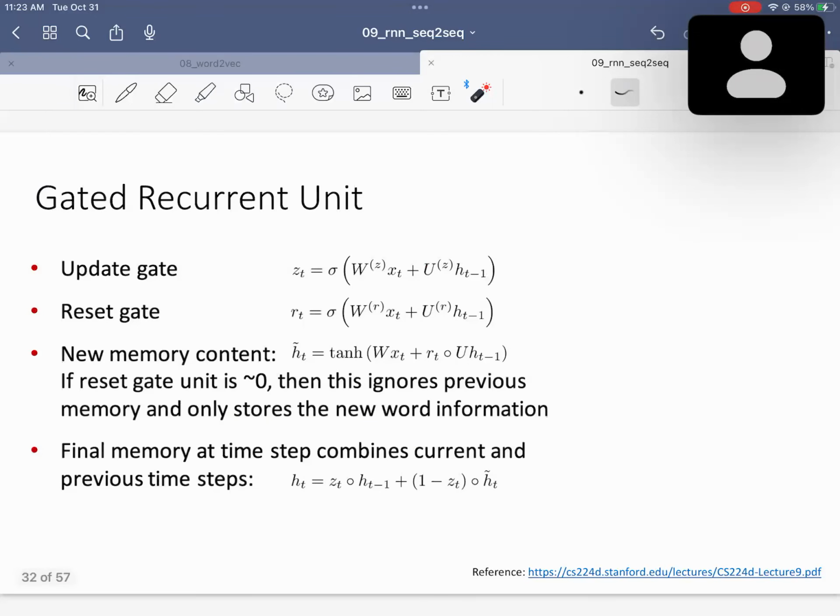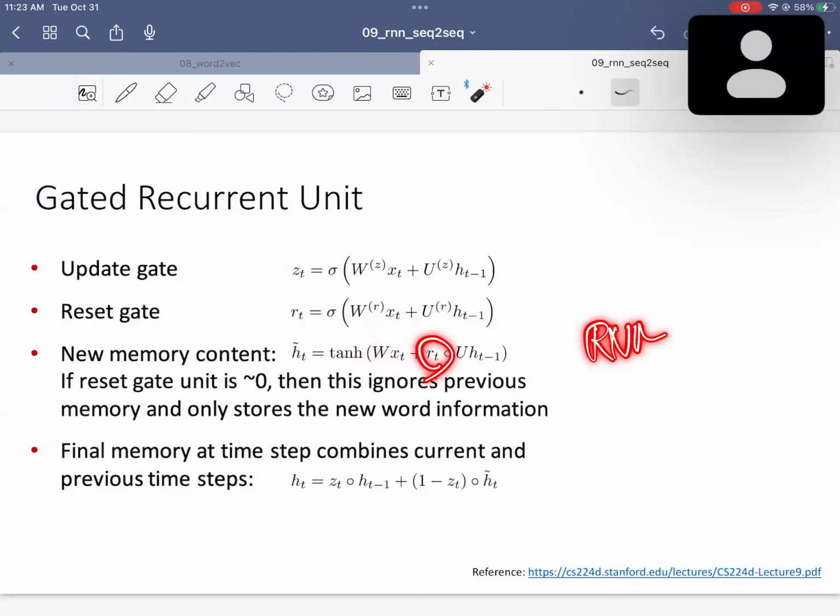Since you have the update gate Z_t and the reset gate R_t, you compute the new memory content, H tilde. It's like an intermediate hidden layer before you get the final hidden layer. You calculate H tilde according to this equation. Here you have W x_t, the current input, and the previous hidden state. If you just look at this together, it's exactly the same as the vanilla RNN.